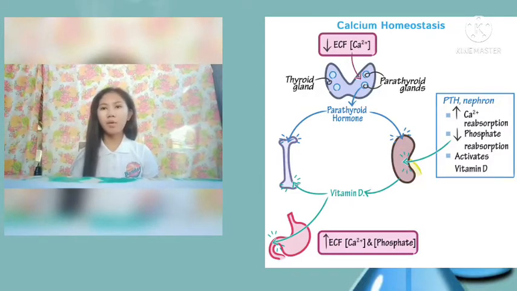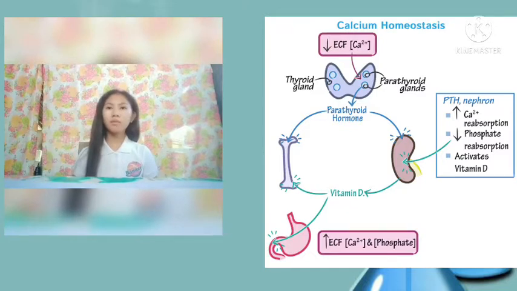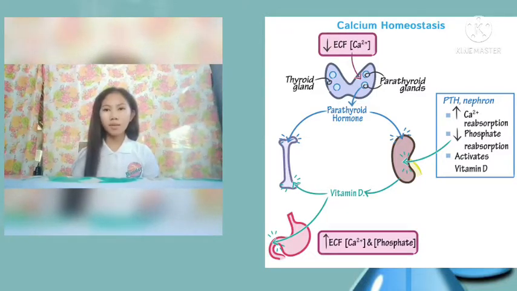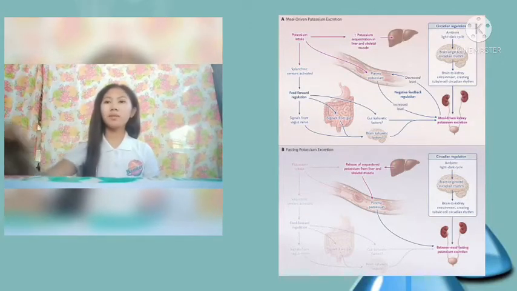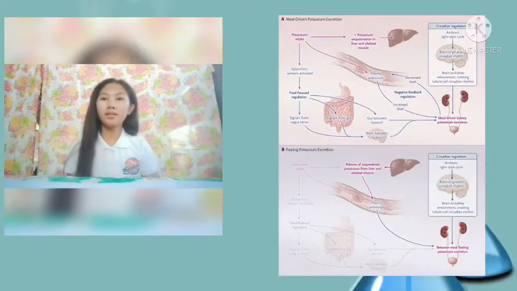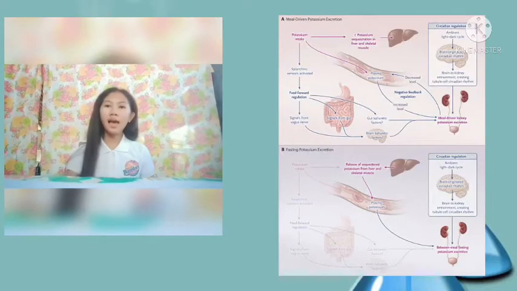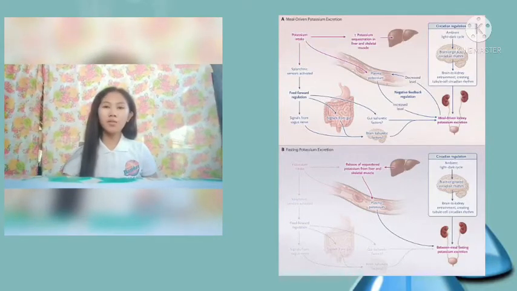So, pagkatapos nating i-discuss ang calcium homeostasis, dumako naman tayo sa potassium homeostasis. What is potassium homeostasis? Potassium homeostasis denotes the maintenance of the total body potassium content and plasma potassium level within narrow limits in the face of potentially wide variations in dietary potassium intake. It involves two concurrent processes, the external and internal.